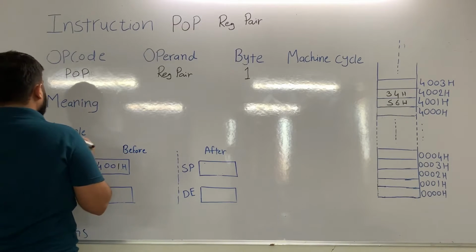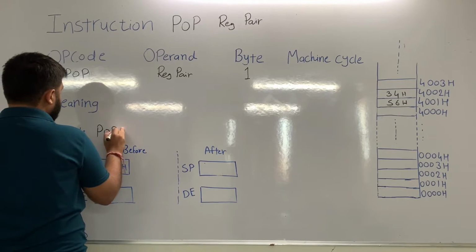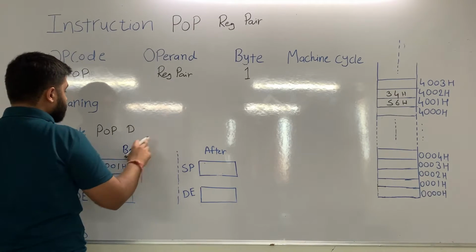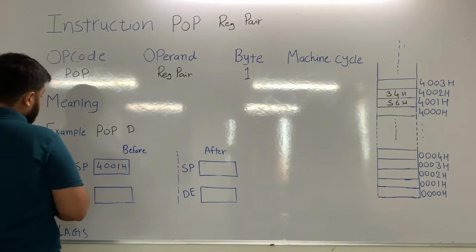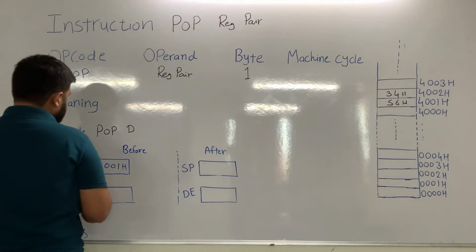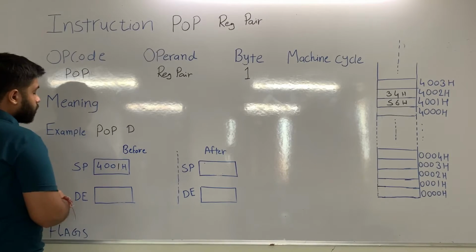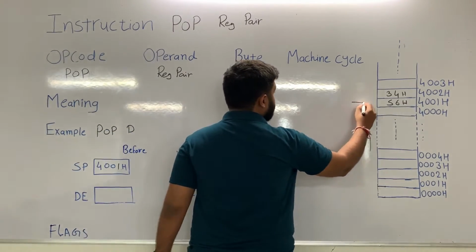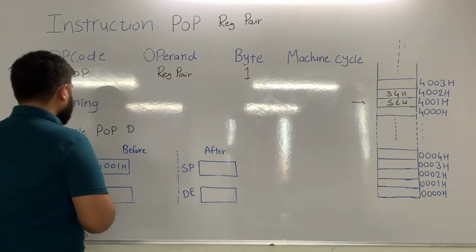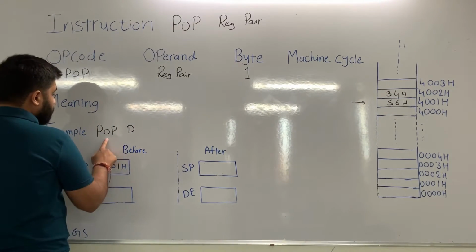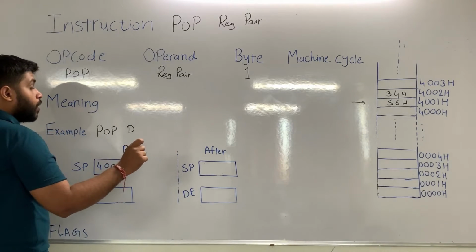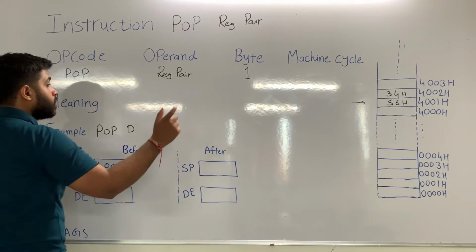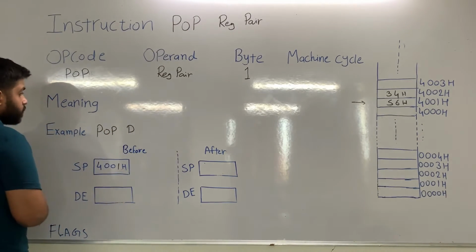Let's see one example, that is pop D. It means pop the content of stack to the DE pair. Now let's see how it works. Suppose before the execution the content of stack pointer is 4001H. It means right now the stack pointer is pointing at 4001H. When this instruction is executed, pop D, the data from the memory location at which the stack pointer is pointing will be transferred to the lower byte of the DE pair.